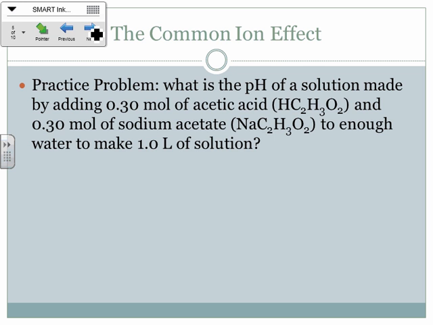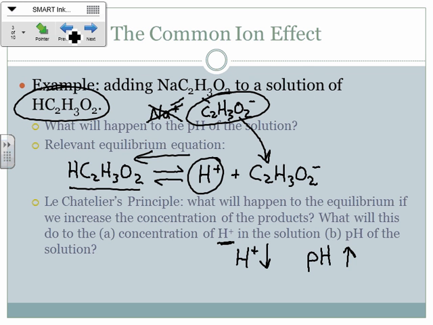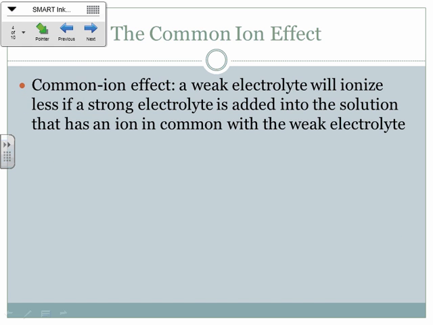Our strong electrolyte over here, whoops, went the wrong way, sorry. Our strong electrolyte is the sodium acetate because that's going to completely dissociate, right? And it has an ion in common, which it does right here, the acetate ion. Then it pushes this equilibrium back towards the left so that this acetic acid ionizes less. Okay, in other words, there's less of the H plus when we get done because this is splitting apart less than it was before. Okay? So that's the common ion effect.